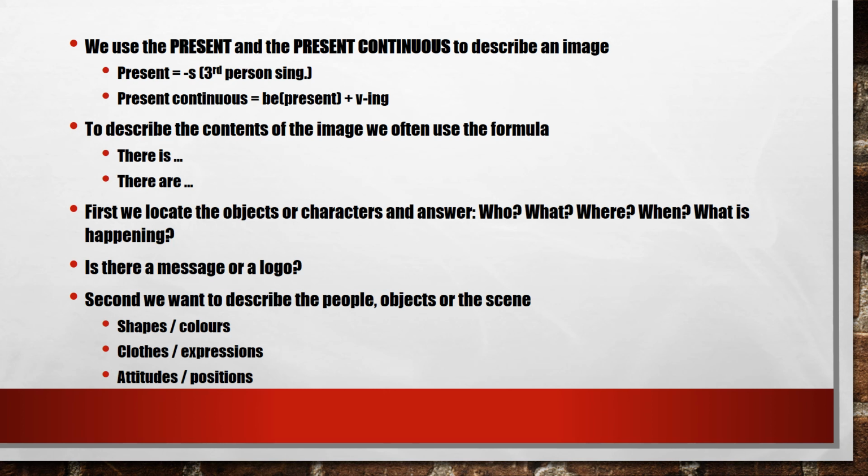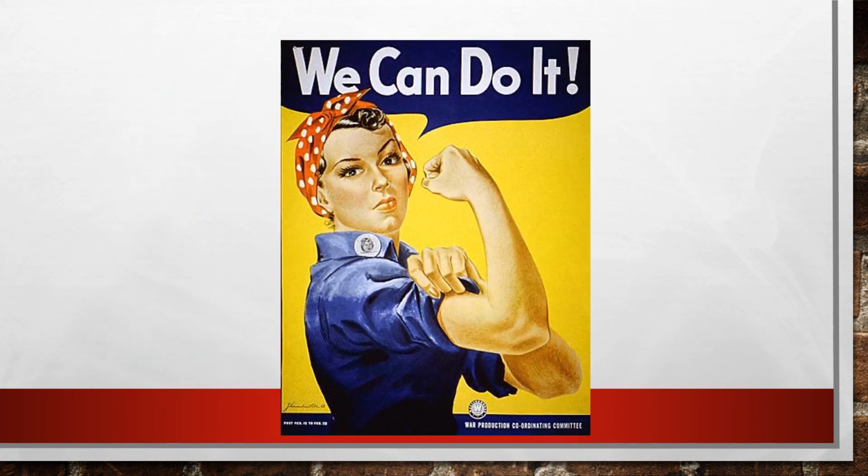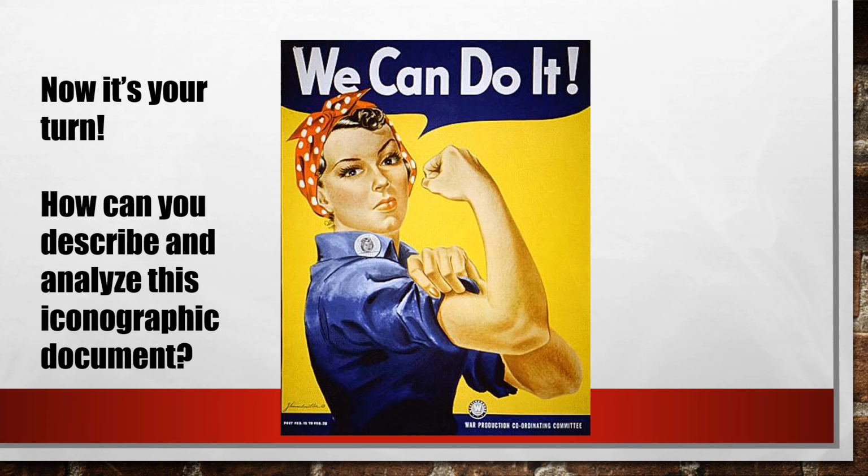And if we want to describe the people or objects of the scene, we can talk about shapes, colors, the clothing, their expressions, the attitudes, and the position. So now it's your turn. How can you describe and analyze this iconographic document? Take some time to look at this image, pause the video, and with all the information we have learned, try and describe how this poster is presented.